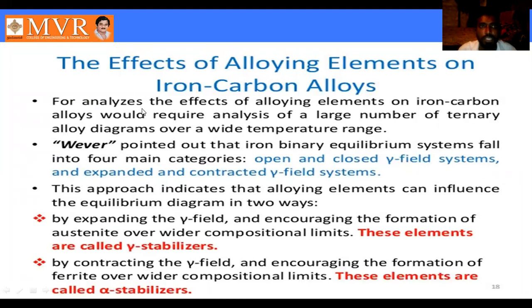So next concept we can see is the effect of the alloying elements on the iron carbon alloys. By using alloying elements on iron carbon alloys we can see some effects. What are the effects? See here, for analysis, the effect of alloying elements on iron carbon alloys would require analysis of a large number of ternary alloy diagrams over a wide range of temperature. So it is one of the analyses.